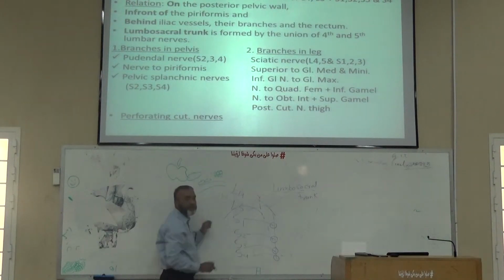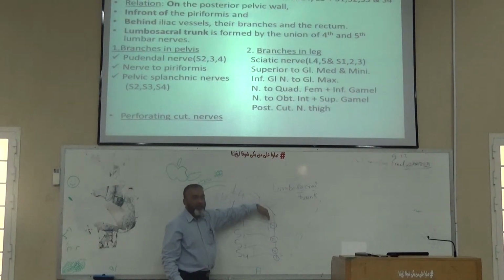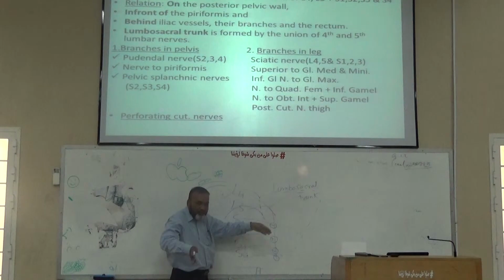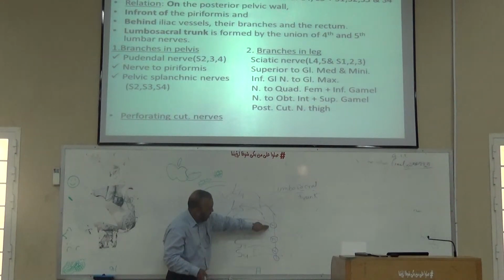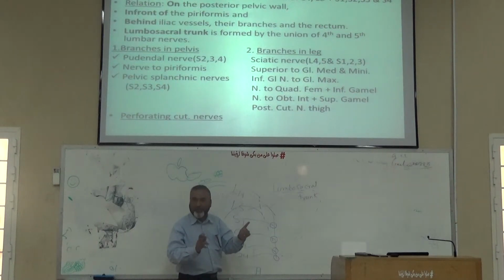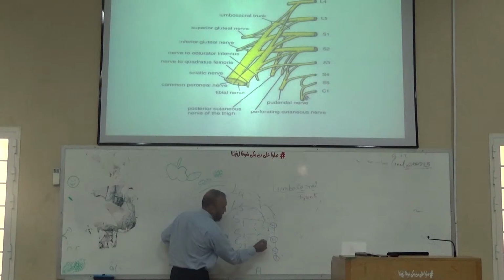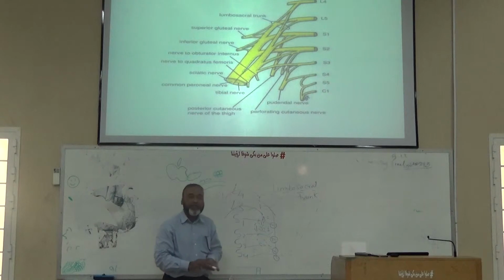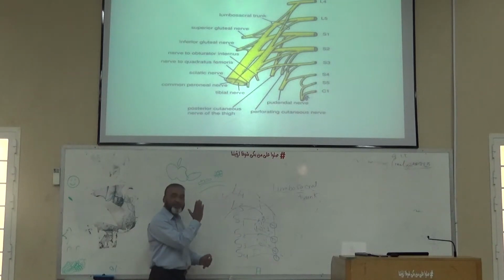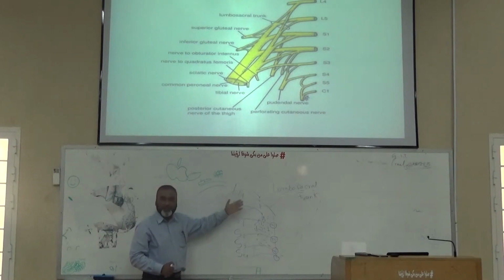sacroiliac joint, and then they turn towards the midline and join the first, second, third and fourth sacral nerves to form the sacral plexus. And we already know, what is this? This is the piriformis muscle. So that's why we say that the sacral plexus is formed on the posterior wall of the pelvis in front of the piriformis muscle.